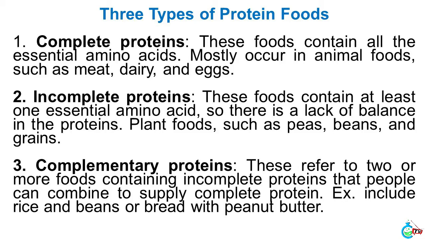2. Incomplete proteins. These foods lack at least one essential amino acid, so there is a lack of balance in the proteins. Plant foods, such as peas, beans, and grains. 3. Complementary proteins. These refer to 2 or more foods containing incomplete proteins that people can combine to supply complete protein. Examples include rice and beans or bread with peanut butter.